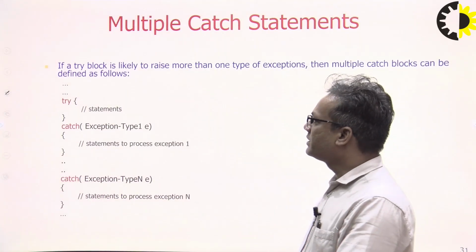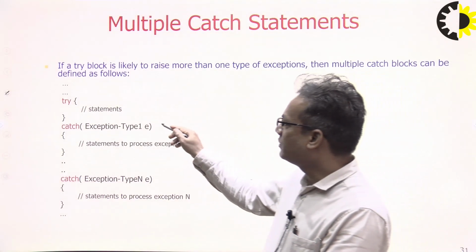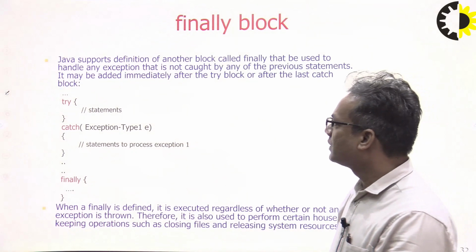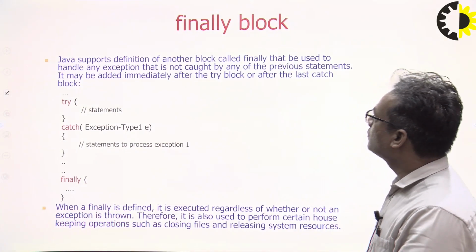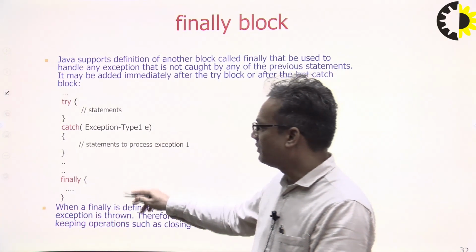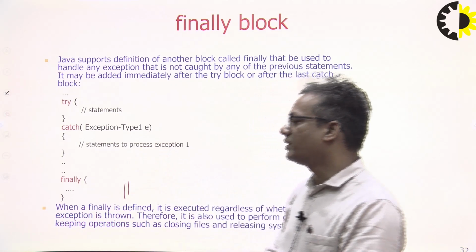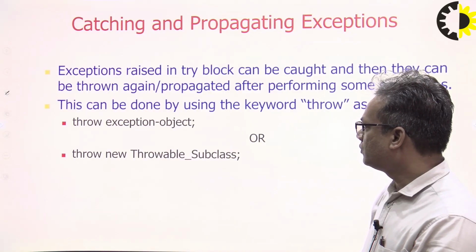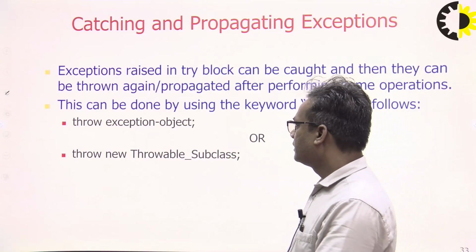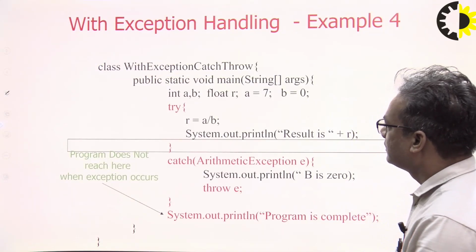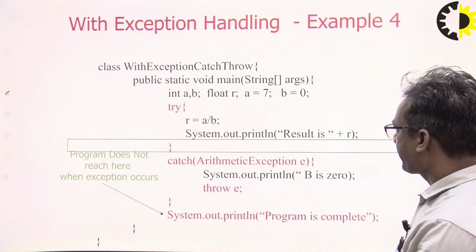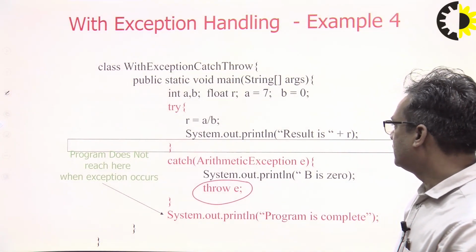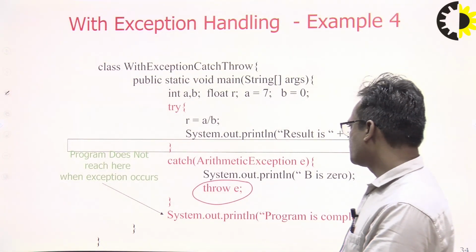Multiple catch statements can be used here for one kind of exception. For a second kind of exception, you can use multiple catch blocks also, or you can use a finally block if a number of exceptions are not handled, right? So this is throwing the exception. You have a program with throw e. You are going to throw e here. That e is to be thrown.